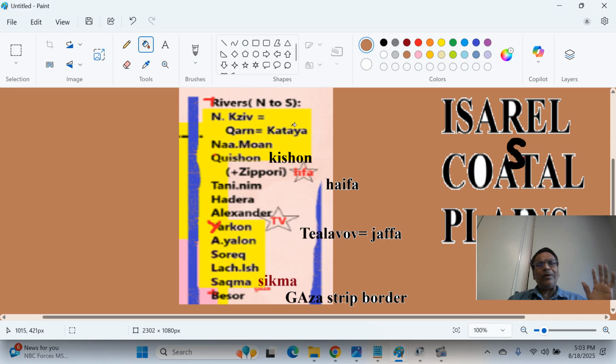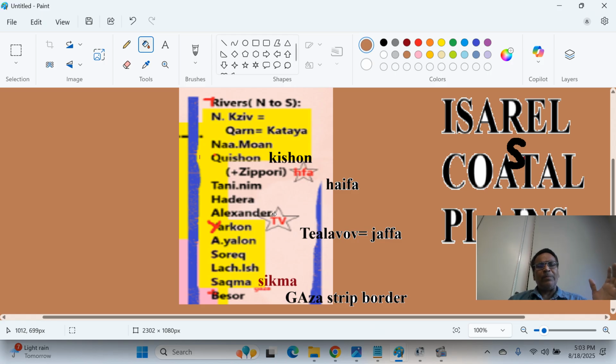The northern part close to Lebanon has the Nahal. N stands here for Nahal. Nahal Kaziv, Nahal Keren and Ketaya. South of it, Naaman. I put the dot for easy spelling, nothing more than that. Then the Kishon River, north of Haifa, a prominent town, and there is also a wadi called Tzipori. South of Haifa, a prominent town on the Levant Sea, the Mediterranean coast, is the Taninim River Wadi. Then there is the town of Hadera, with the Alexander Wadi.